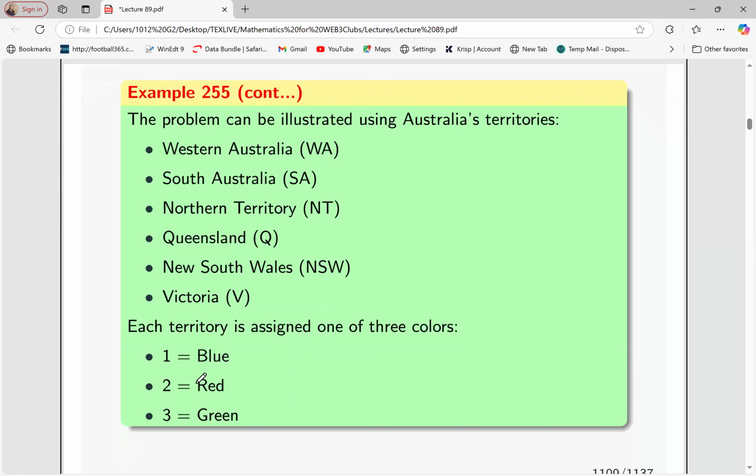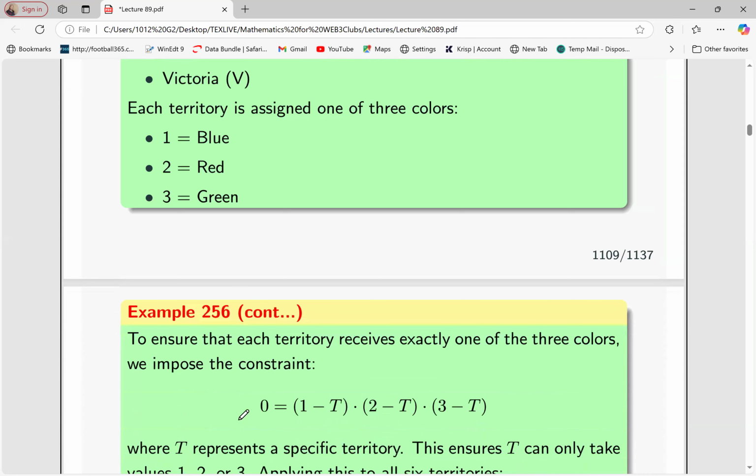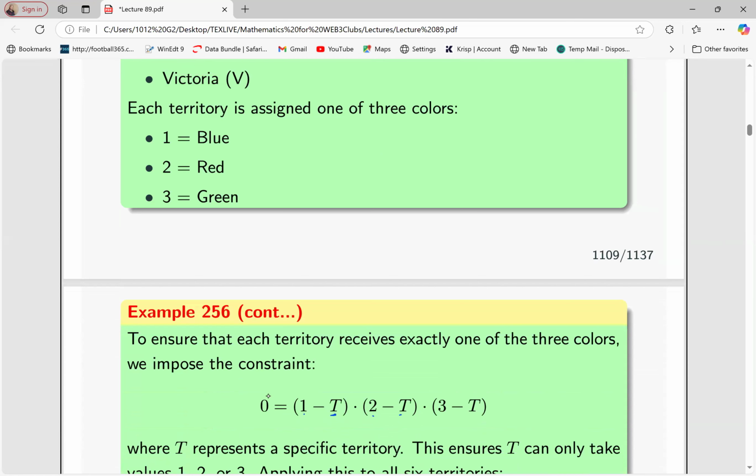So I have my 3 colors. I want blue to be 1, red to be 2, and green to be 3. Just as we said, we give those colors numbers. Now we had already said that 0 should be equal to 1 minus the color for the first territory, multiplied by 2 minus the color for that territory, and then 3 minus t, where t represents that territory.